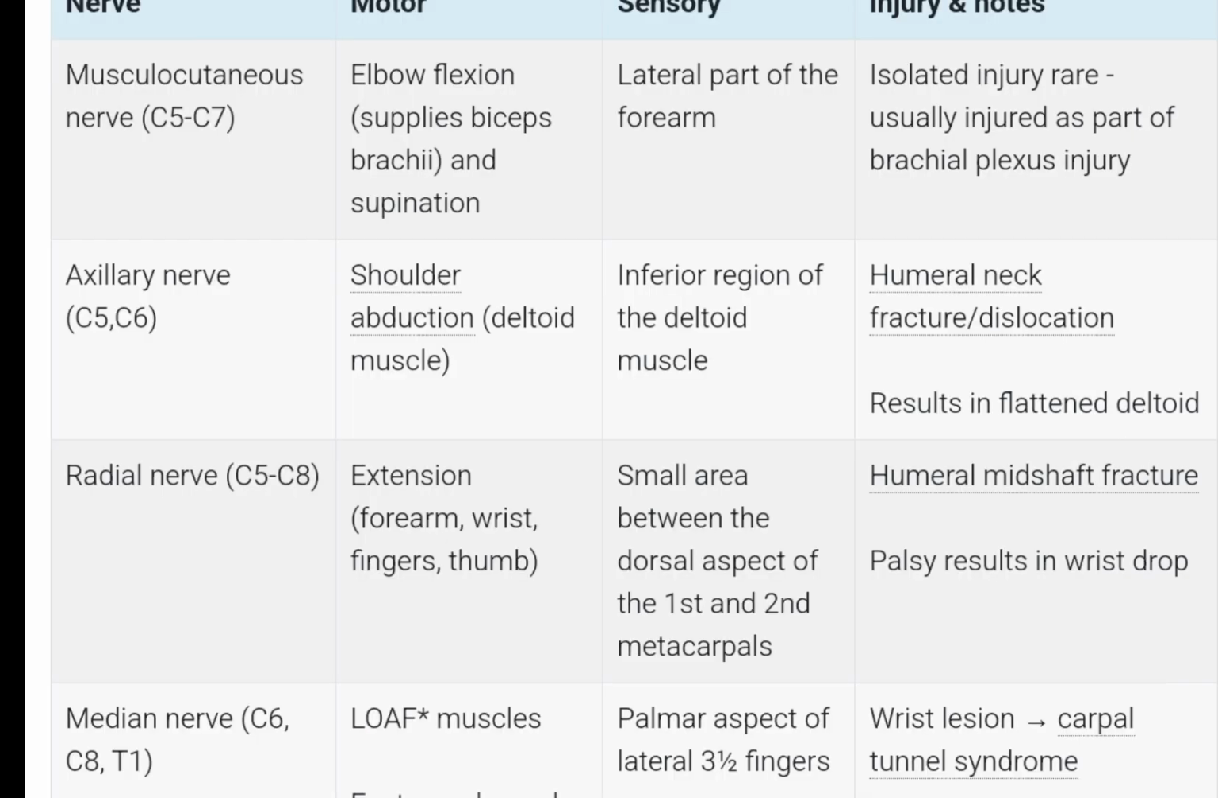Then individual nerve palsies are also very important. Musculocutaneous nerve damage leads to weakness in flexion of the elbow and supination. Isolated injury is very rare. Then comes axillary nerve damage, which leads to weakness of shoulder abduction, and sensory loss is in the lower area of the deltoid muscle.